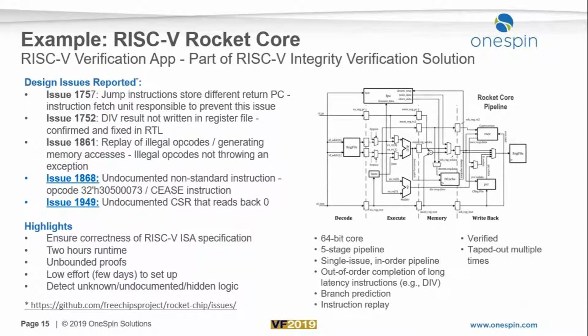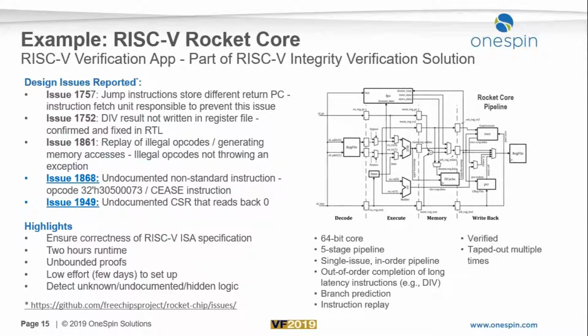This was actually applied to an open source RISC-V core from a US defense contractor, Adaptive. This core currently has a lot of interest in US defense. And we found some bugs, or rather the solution found some bugs. By the way, we're talking about a 64-bit core with a 5-stage pipeline, with optimizations like branch prediction and instruction replay, verified and taped out. It's not, let's say, a trivial example.